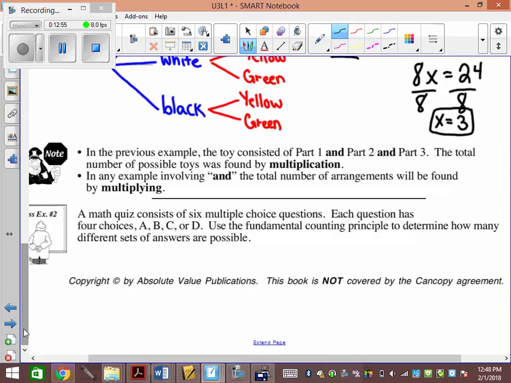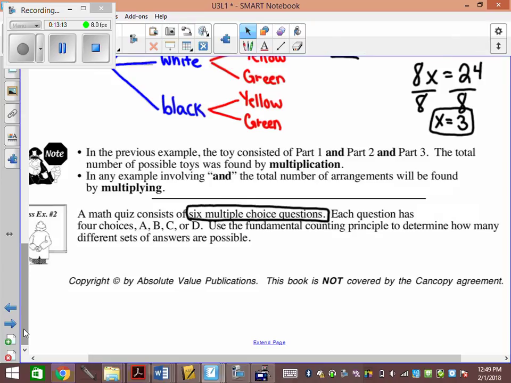So let's look at this question. A math quiz consists of 6 multiple choice questions. So we know we have 6 multiple choice questions. Each question has the choices A, B, C, or D, so 4 choices. Use the fundamental counting principle to determine how many different sets of answers are possible, like how many different answer keys you could have. So some people will say to me, oh, even if I didn't study, I could probably figure out the answer key. It's only 6 questions. Not true.